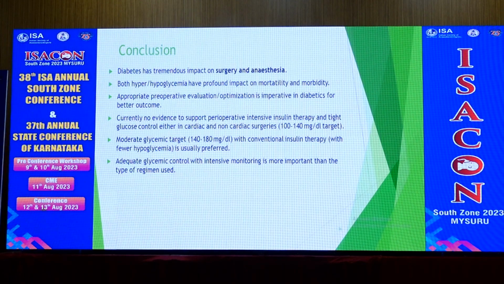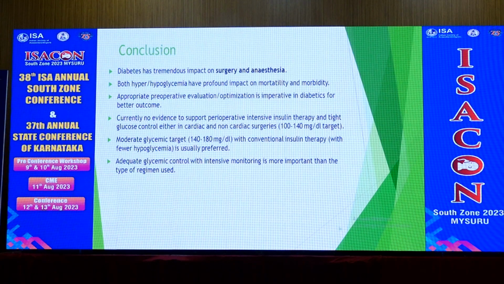Now I would like to conclude that diabetes has got a tremendous impact on surgery and anesthesia, and both hyper and hypoglycemia definitely increase the morbidity and mortality. So an appropriate preoperative evaluation and optimization of hyperglycemia is very imperative in diabetics for better postoperative outcomes.